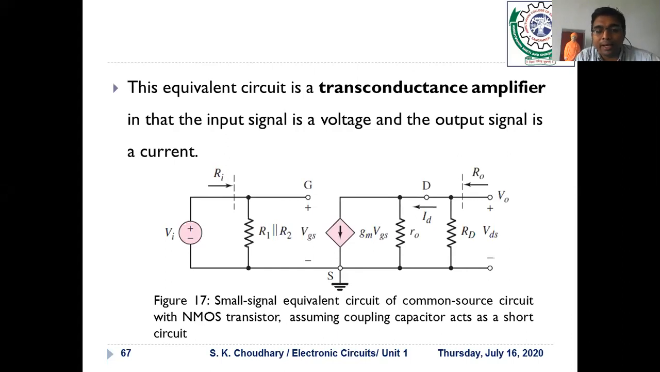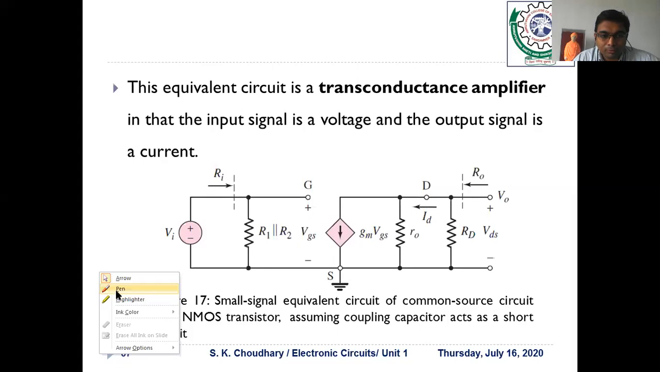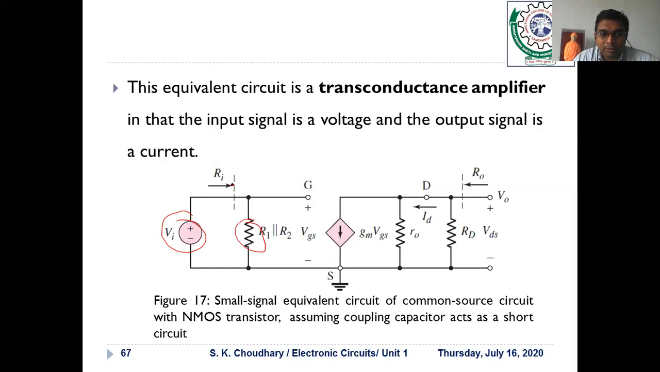You can draw this equivalent circuit. It is already on your screen. This is your input voltage source. Parallel resistors R1 and R2. From here we have to calculate the input impedance, that is Ri, which is equal to R1 parallel R2. Then VGS, gm VGS, and ro, the finite output resistance.